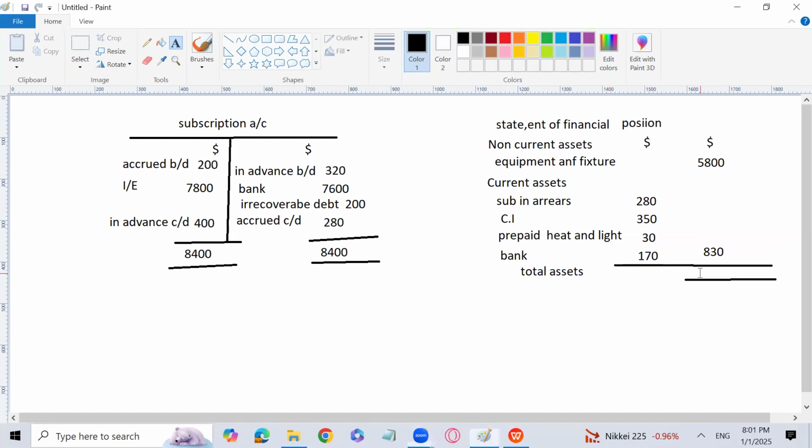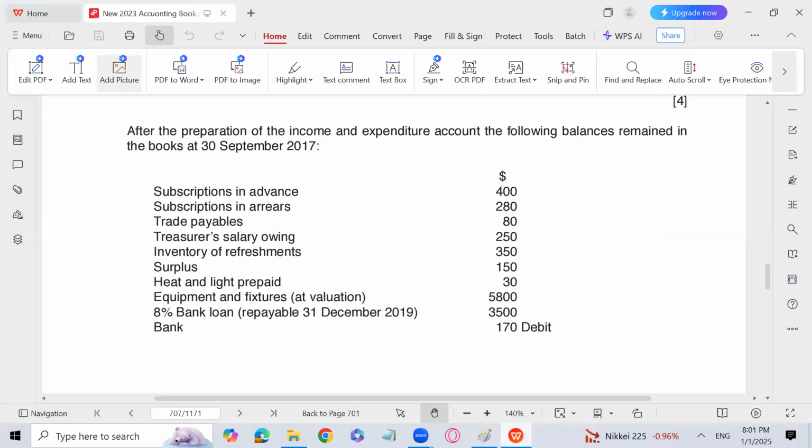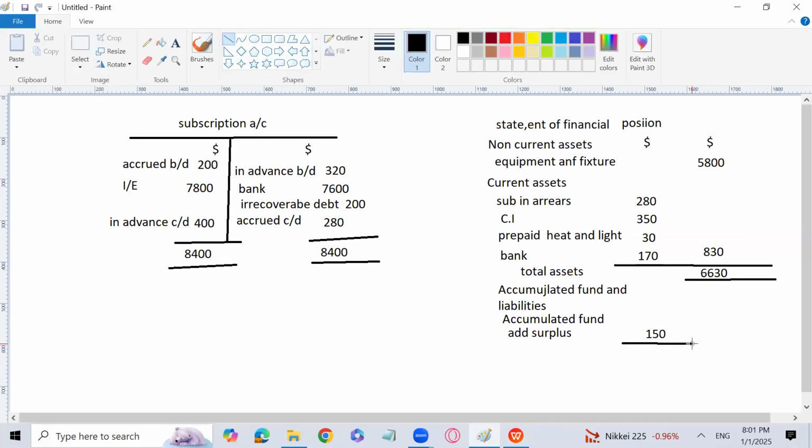Okay. I will write here 6630. Next, we have to write the accumulated fund and liabilities. So accumulated fund, we don't know up till now. And we have to add surplus in the accumulated fund. Surplus is given. And surplus is how much? Surplus is 150. So I can write surplus here. In the next amount, I don't have it yet, but inshallah, I'll get it.